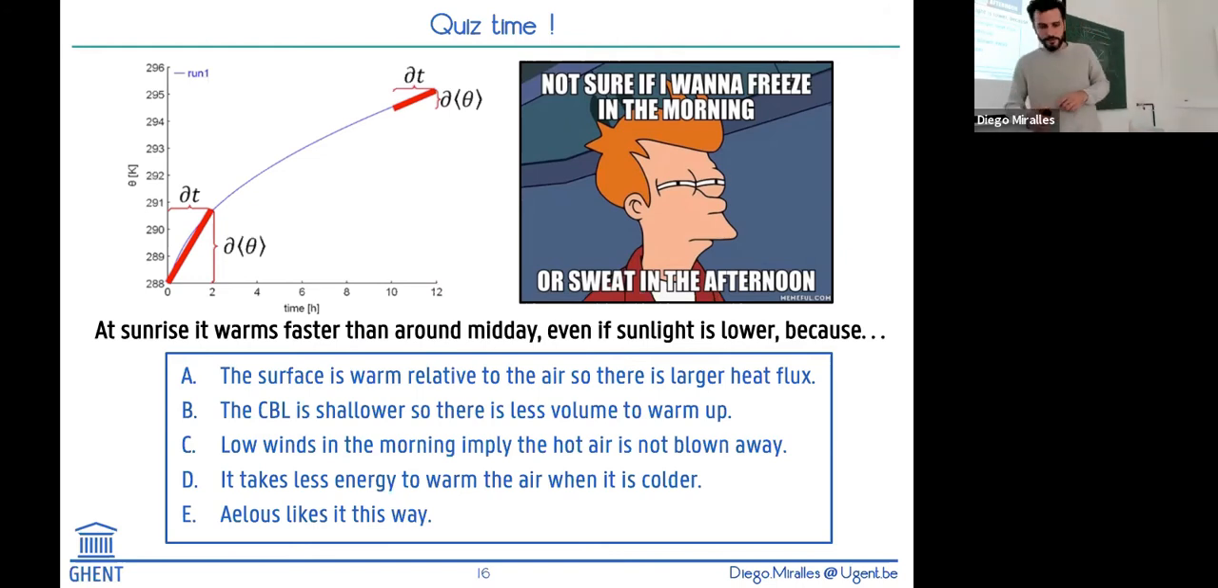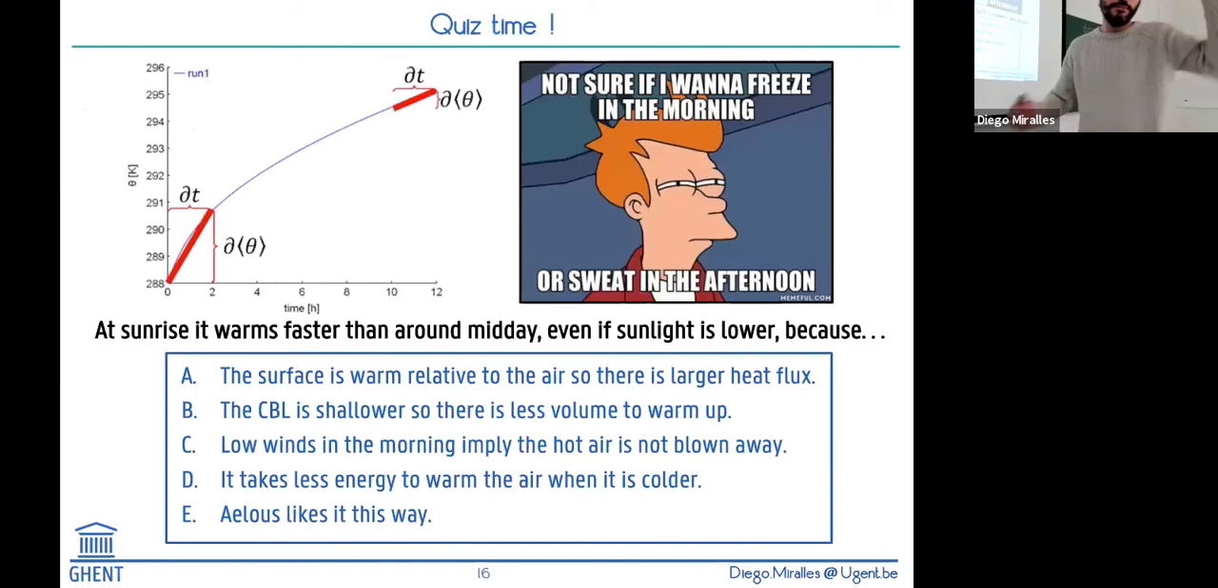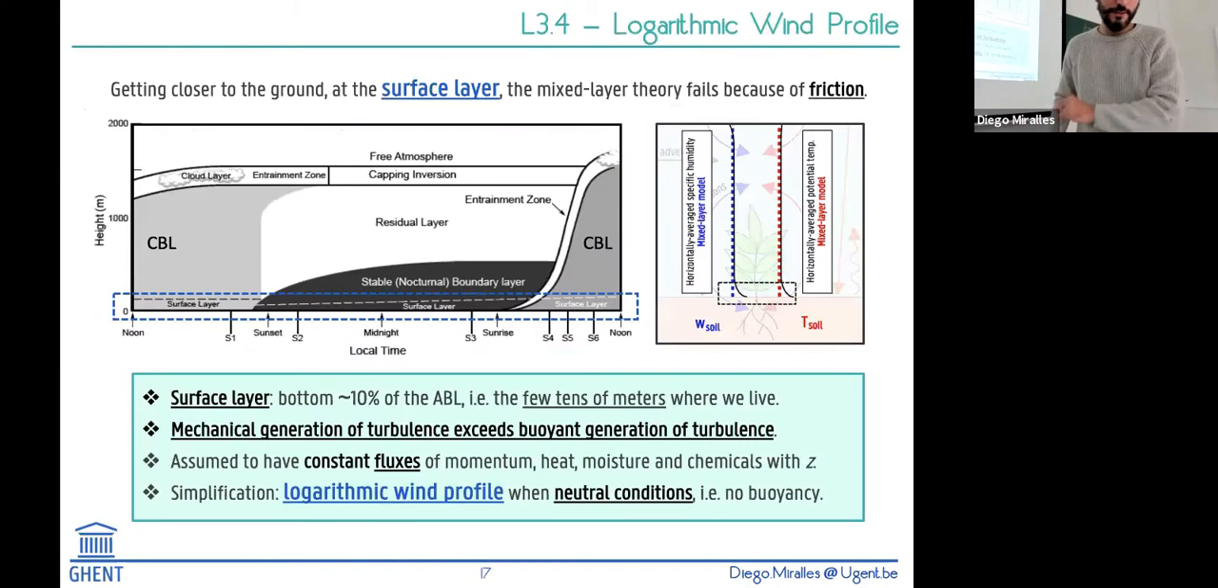But the right answer is that the boundary layer is shallower in the morning. So of course you have less volume to warm up. The container is smaller. If we go back to this equation, maybe it comes out clear. If you were to have equivalent fluxes from the surface and from the top, the height of the boundary layer matters. If you have a very shallow boundary layer, you warm it up much faster. And in the morning, it's actually nonexistent. It's just starting to grow, the boundary layer. So that is the reason.